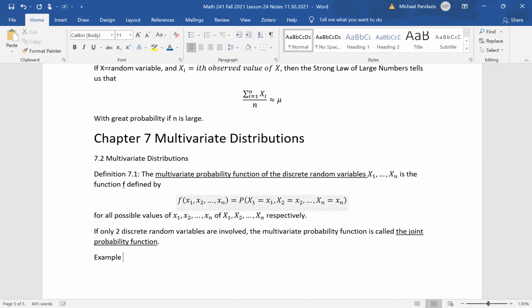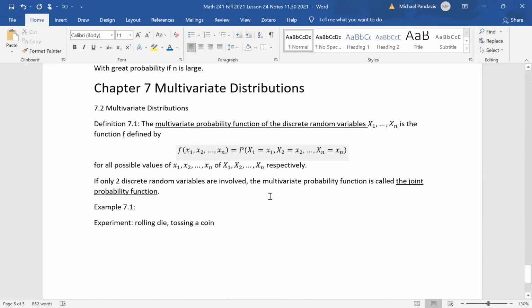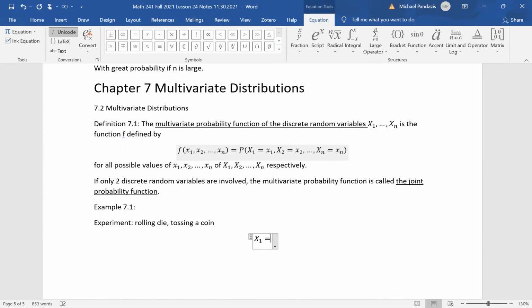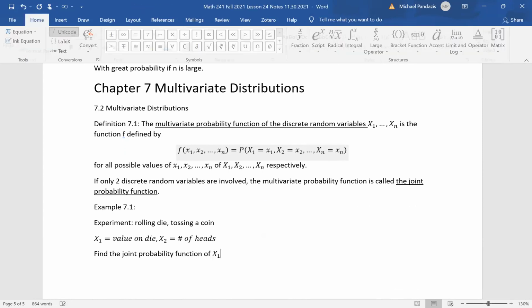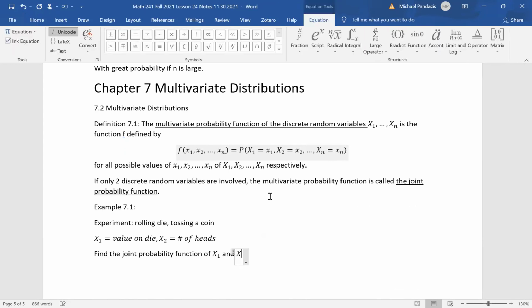So here's an example. This is example 7.1. Let's say you have the following experiment. You roll a die. So the experiment is rolling a die and tossing a coin. Okay, so you do one and then the other. So the random variable X1 is the value on the die, and X2 is the number of heads. Okay, find the joint probability function of X1 and X2.